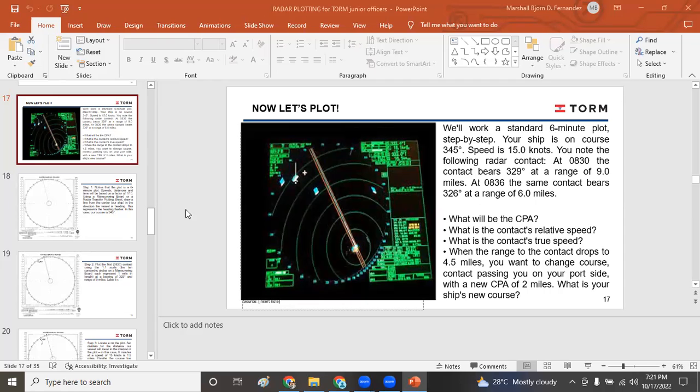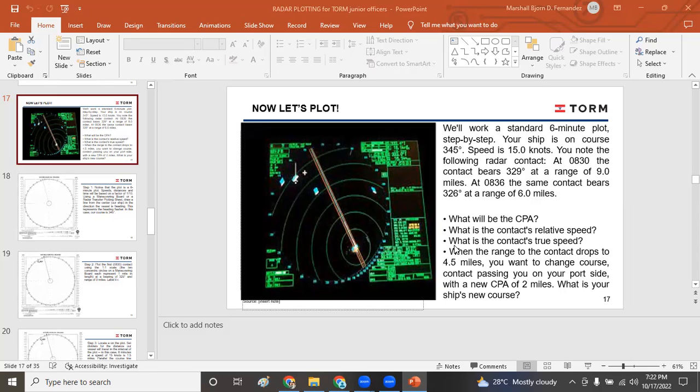Okay? So with this question at hand, your ship is on course 345 degrees, speed of 15 knots. Following radar contact at 8:30, bearing 329, range 9 miles. So first bearing and range: 329 by 9 miles. 6 minutes after, 0836, same contact bearing 326, just a 3 degrees difference, at the range of 6 miles. So in 6 minutes, tumakbo siya ng 3 miles, gentlemen. If you analyze it, 9 minus 6, it's 3 miles in just 6 minutes.